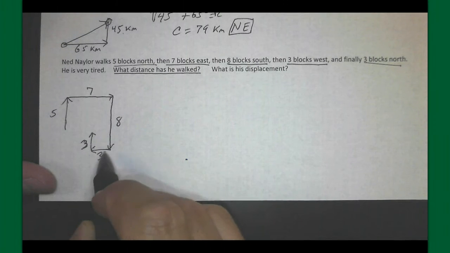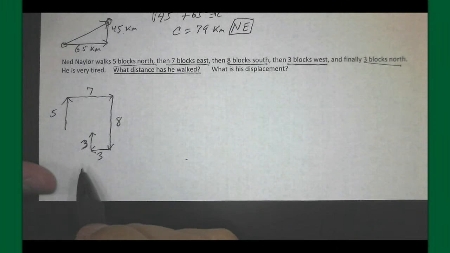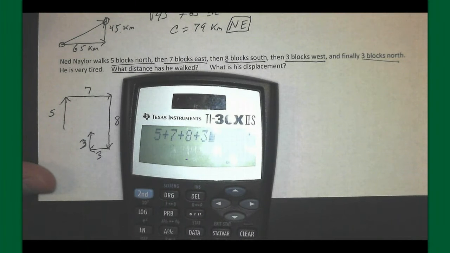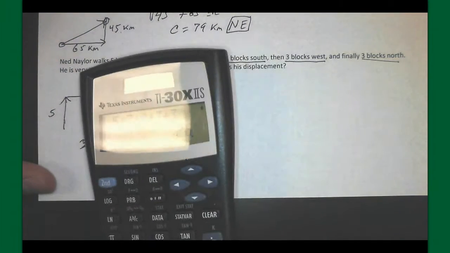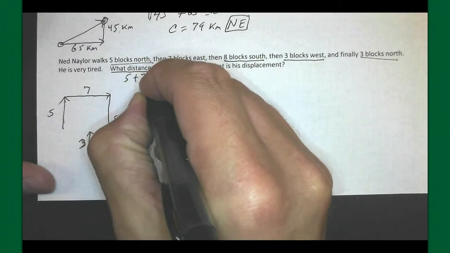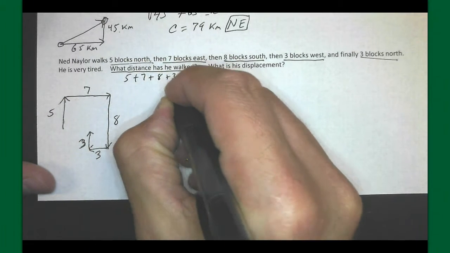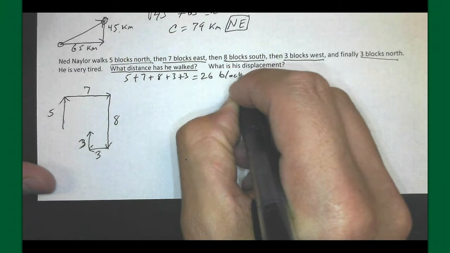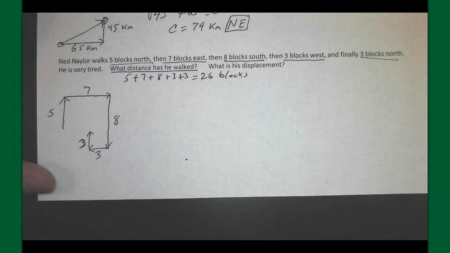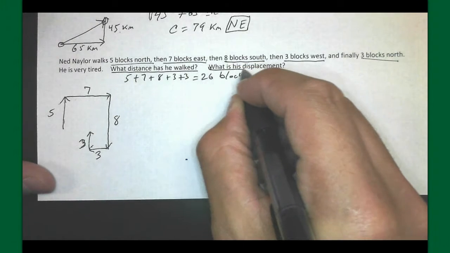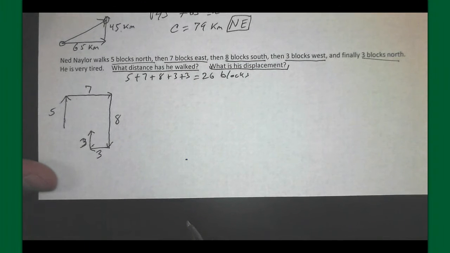5, 7, 8, 3, and 3. All I have to do is add those up. 5 plus 7 plus 8 plus 3 plus 3 gives me a distance of 26 blocks. So the distance, I'll go ahead and write this out. 5 plus 7 plus 8 plus 3 plus 3 equals 26 blocks. That's the distance he walked, but I have no idea what direction he walked. That comes in when we calculate displacement.